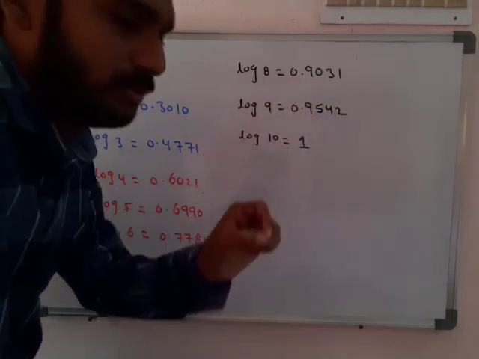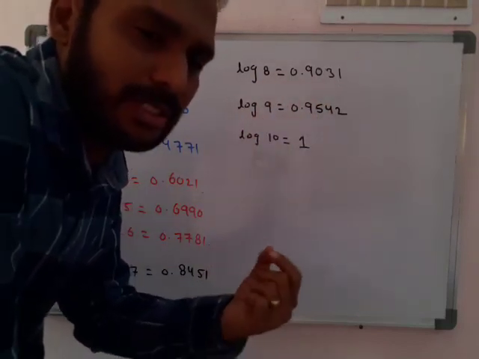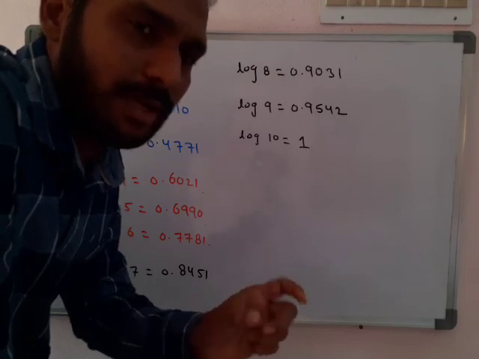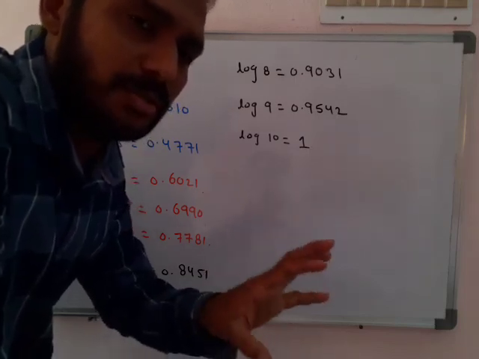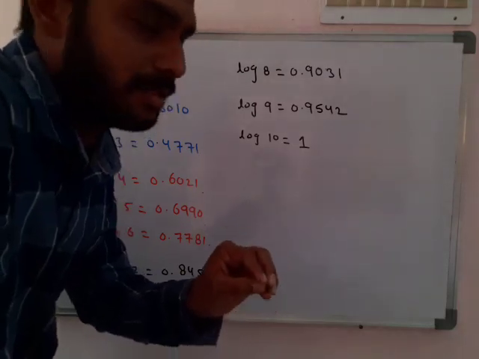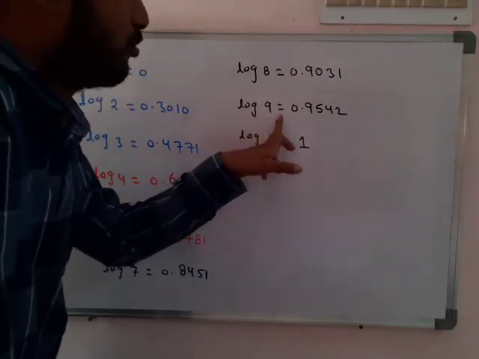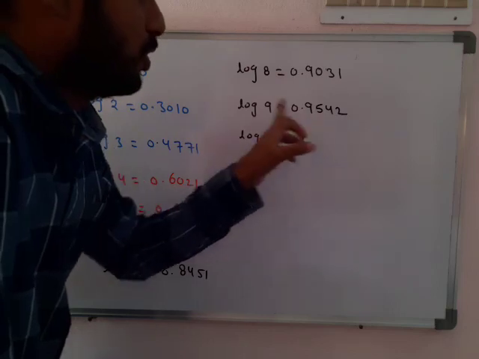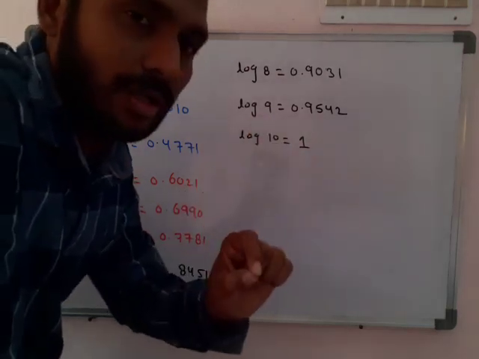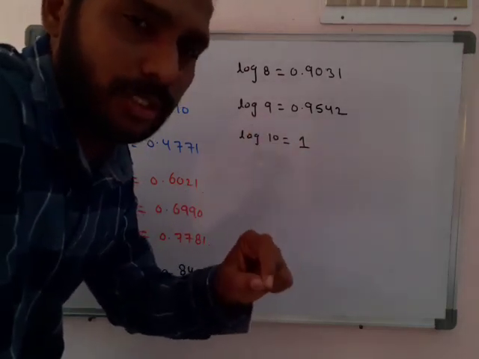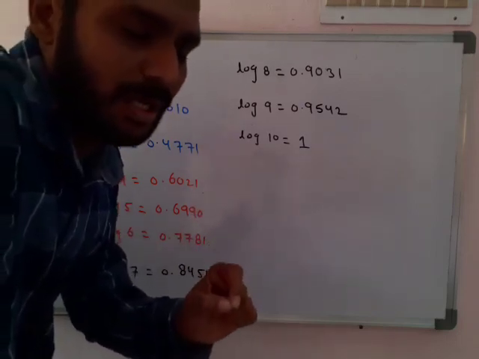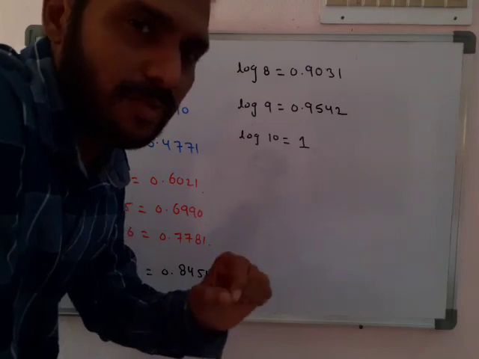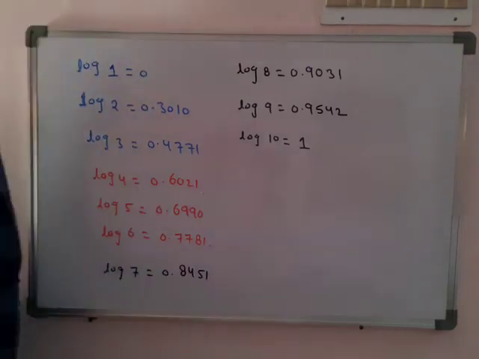Sometimes you may not remember this log 8 value, so we can write in the place of 8, 2 cube, it becomes 3 log 2. Like that also you can calculate. So log 9 is 0.9542, which is nothing but log 3 square, so it becomes 2 log 3. So log 10 is simple, 1. Okay, you have to remember always these values.